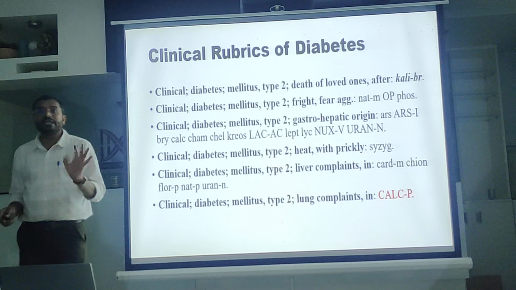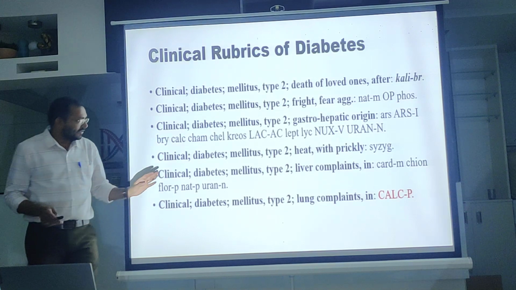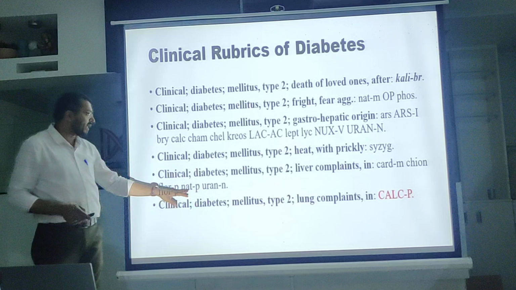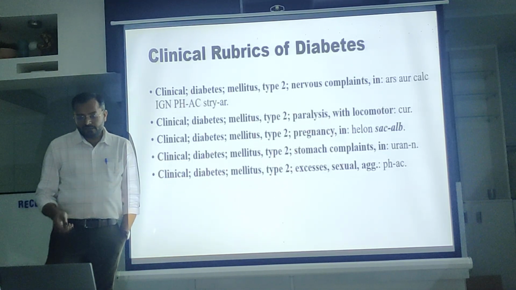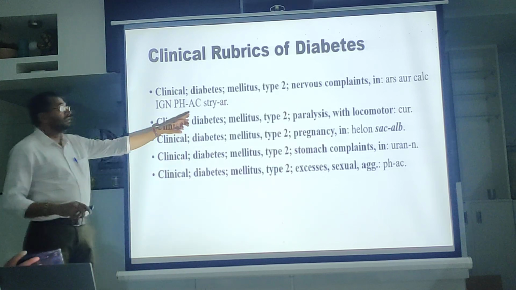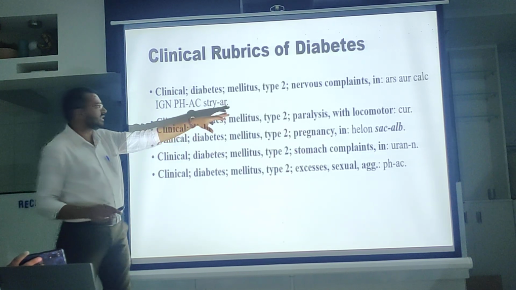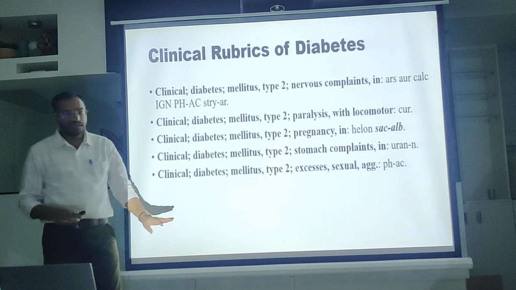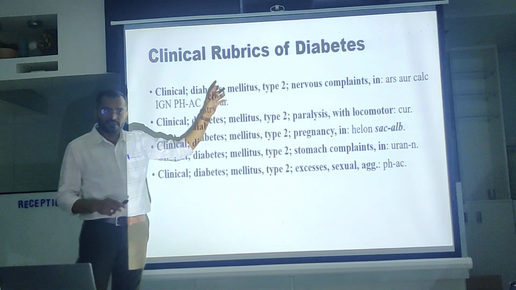Diabetes with prickly heat, the patient gets prickly heat a lot: Cystium zambolinum is the only remedy. Diabetes in liver complaints: uranium nitricum, natrum phos and cardus marianus. Diabetes with nervous complaints, so anxiety, palpitation, nervousness. So these are the nervous remedies: Ignatia, phosphoric acid, arsenic, aurum, calcarea. Strychnine ars was given, but it is again a nux vomica.